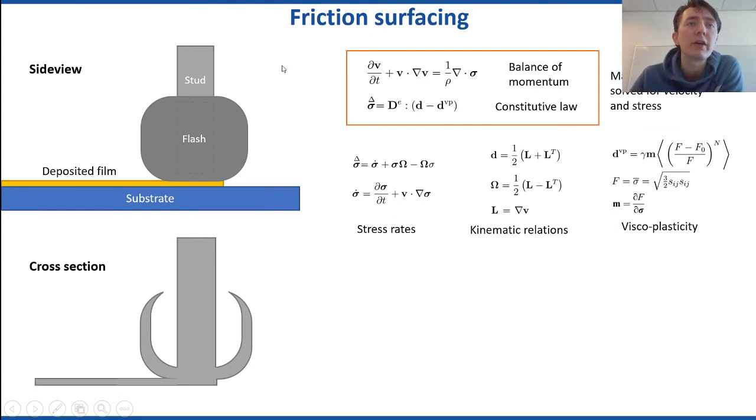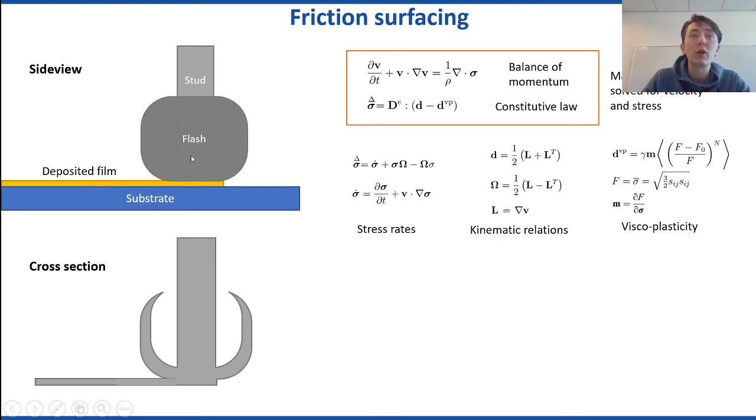First, what do we see on the left here? Well, this is sort of a simplified drawing of the thing that we want to simulate. In this case, we're not yet talking about the welding. We're talking about friction surfacing, which is so far just about depositing a metal on a substrate. And again, by spinning this stud, as it is called, at a very high rate, such that the heat here is sufficient to produce a plastic flow, and that plastic flow then gets deposited on the substrate to produce this deposited film.